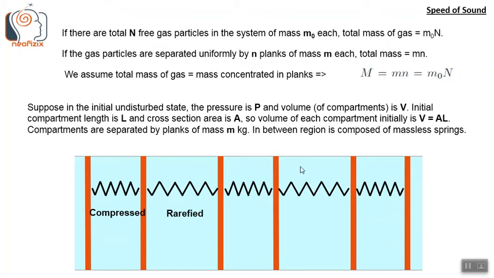Suppose in the initial undisturbed state, when there are no compressions and rarefactions, the pressure is P and volume of the compartments is V. So each of these compartments, in the resting state, has volume V and pressure P. Suppose the initial compartment length is L and the cross section area of these compartments is A, capital A. So the volume of each compartment initially in the undisturbed state is V equals AL. And the compartments are separated by pistons of mass m kg each, as assumed earlier. So the in-between region is composed of massless springs, as discussed earlier.